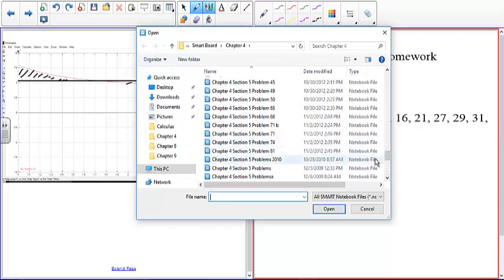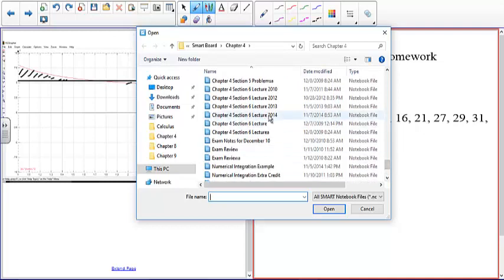So let's see here. Section 4. That's section 6. What am I doing? Section 5. Section 5. Where are we here? There we go.